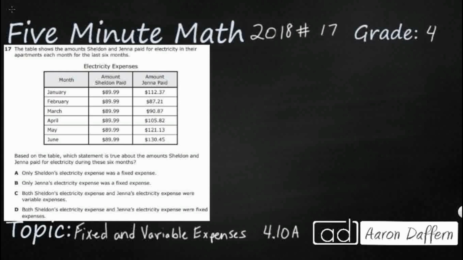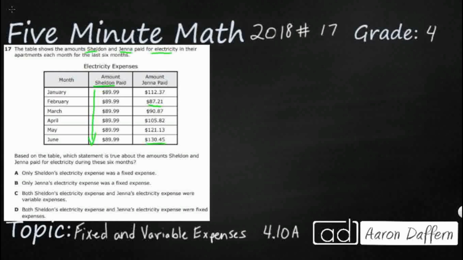So we have a table here showing two people, Sheldon and Jenna. They're paying for their electricity in their apartments each month. Take a look at what Sheldon paid right here in this middle column: $89.99 all the way down. And then Jenna's obviously changes a little bit here. It goes all the way up. Looks like our greatest is $130.45 and our smallest here is $87.21.